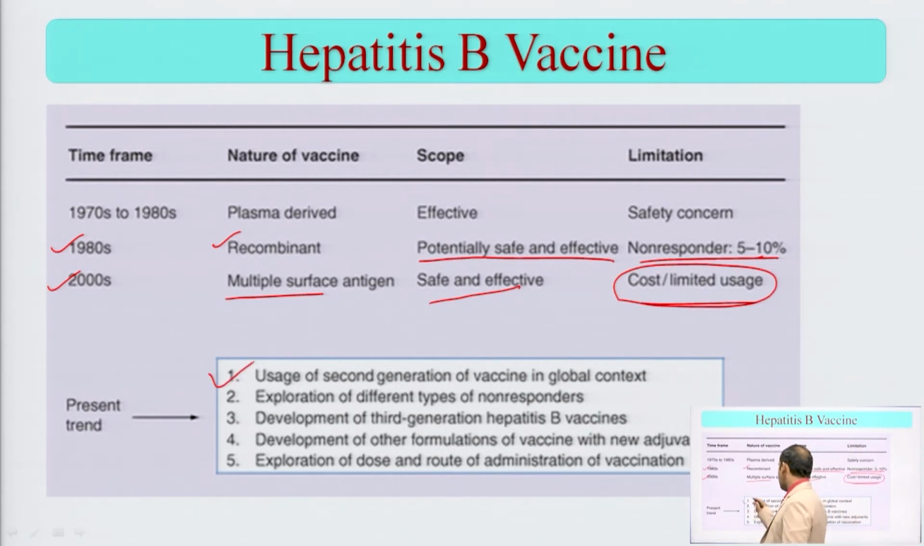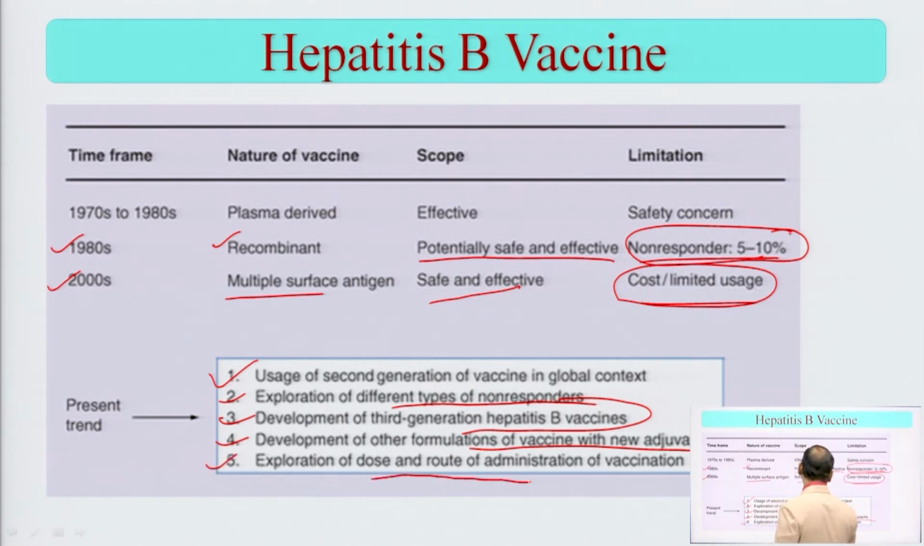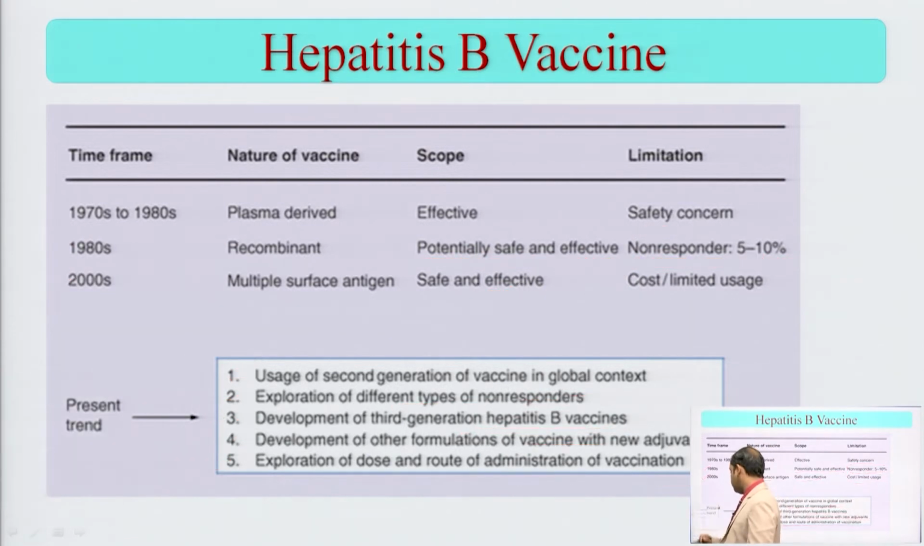At present, what are we doing? We are using the second generation vaccine in the global context, exploring the different types of non-responders and why they are not responding. Development of third generation vaccines, then development of other vaccine formulations with neoadjuvants, and exploration of the dose and route of administration. These are the things going on in the present day scenario.